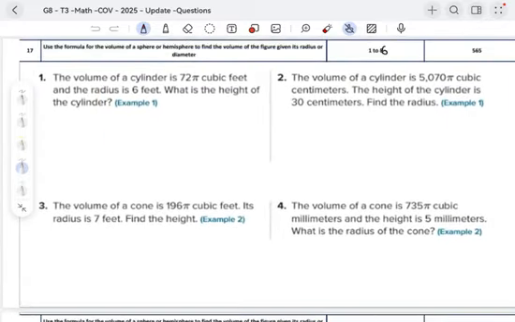Okay, now for question number 1. Here they gave me the volume and asked me to find the height of the cylinder. One more time, the question says the volume of a cylinder is 72 pi cubic feet, and the radius is 6 feet. What is the height? So first let's write the formula. Since here we have a cylinder, the volume of a cylinder is pi times the radius squared times the height.